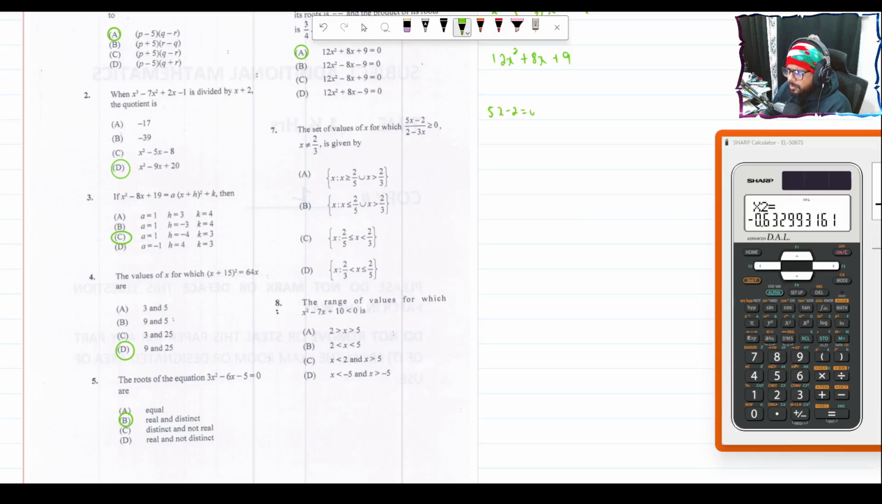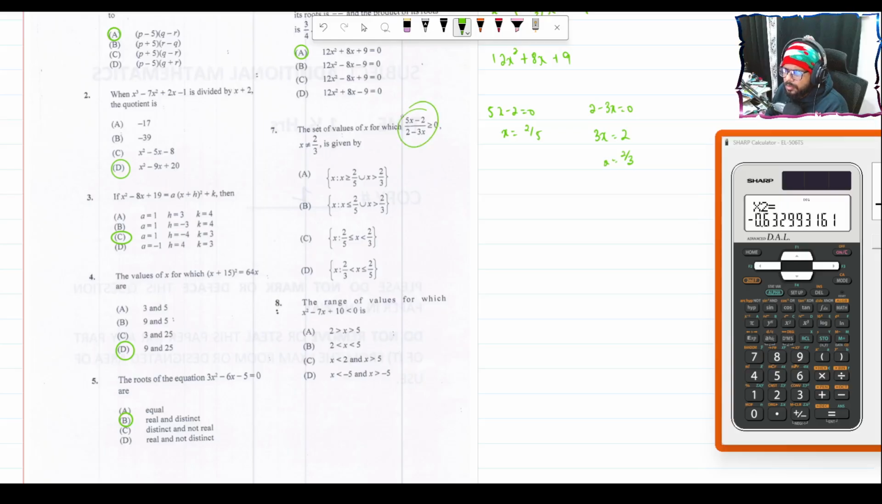5x minus 2 is equal to 0. x is equal to 2/5. Put the denominator equal to 0 and solve. 2 minus 3x is equal to 0. If I move the minus 3x across, I get 3x is equal to 2, and x is 2/3. Which one is actually smaller here? 2/5 is smaller than 2/3, right?